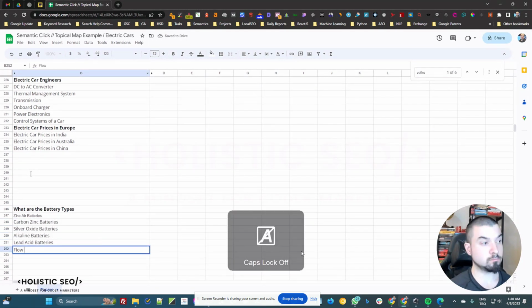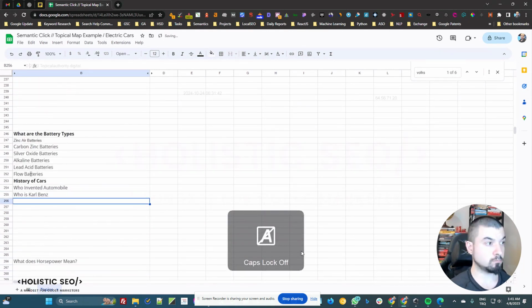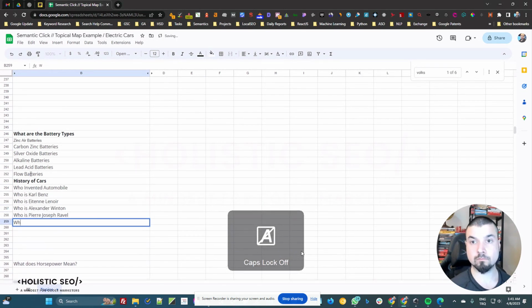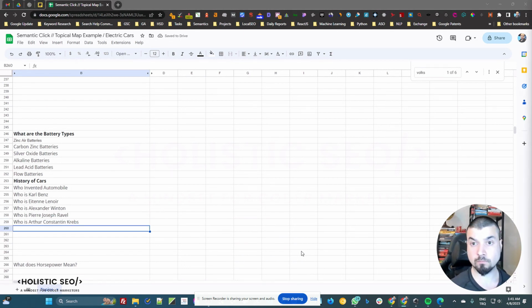Now we go for what are the battery types, and this is most of the outer section of the topical map, because we don't talk about directly the electric car batteries. We talk about overall battery types: zinc, air, carbon zinc, or silver oxide batteries, or alkaline lead acid flow batteries.